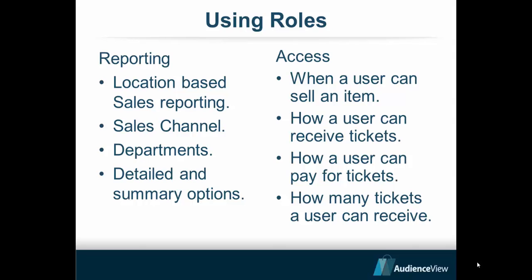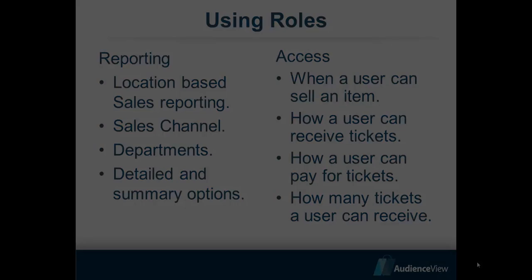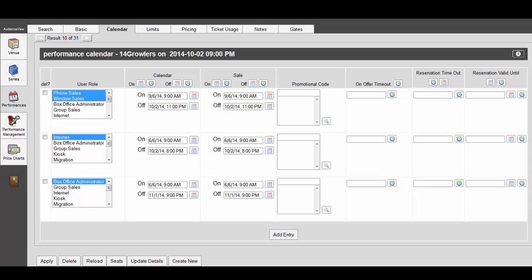How can a user receive tickets, through email, mail? Can tickets be printed right away? How can tickets be purchased, be paid for? Through cash, through a credit card, through check. This could be limited by who's using the system. And then, of course, even just something like how many tickets somebody can receive, limits on how many tickets they can purchase. So these are some of the things that they're allowed access to.